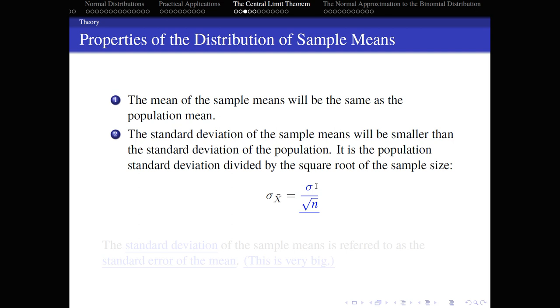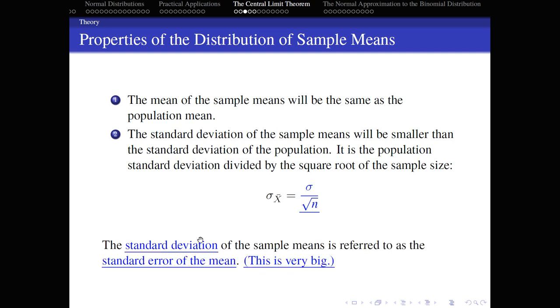Now, if we're looking for the standard deviation of the sampling distribution, the standard deviation of the mean, we'll call that standard deviation sigma sub x bar. So this stands for the standard deviation of the sample mean. And remember, x bar is the sample mean. That is the standard deviation of our raw data divided by the square root of n.